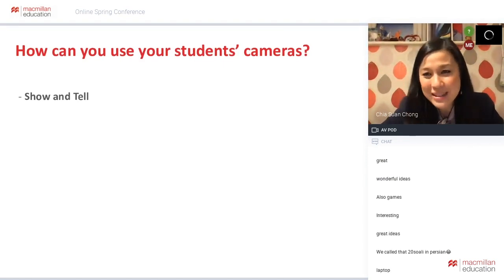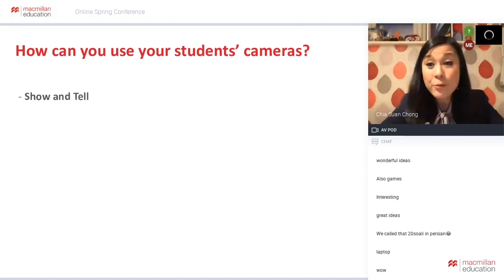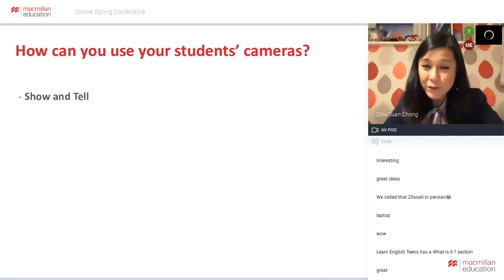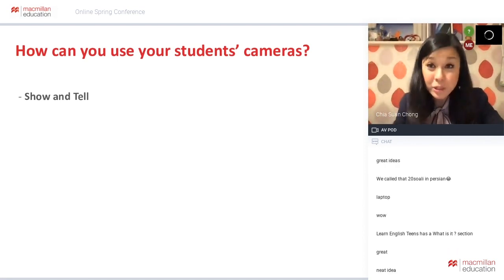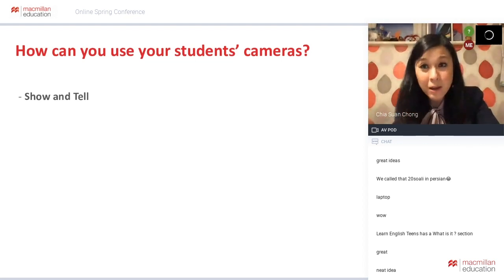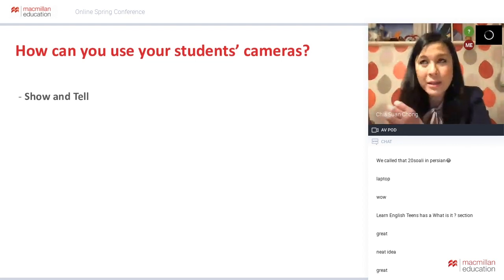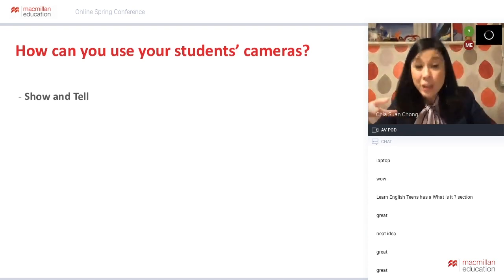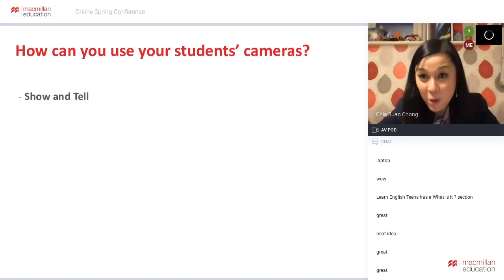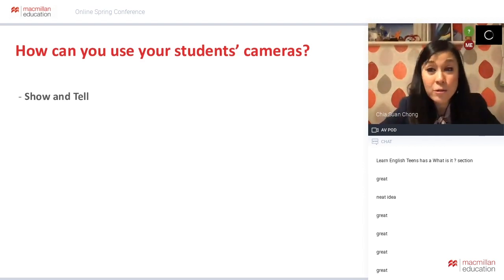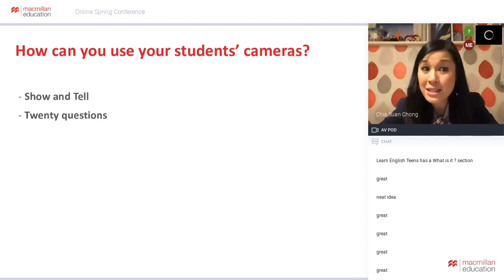So how can we use our students' cameras? If you're interested in this topic, I wrote a blog post on this. If you just Google my name, Chia Suan Chong, comma, using students' cameras or using cameras on students' phones, you will find a blog post that I've written with all these ideas. Now, you could use it for show and tell, bring in a photo and tell your friends all about it.